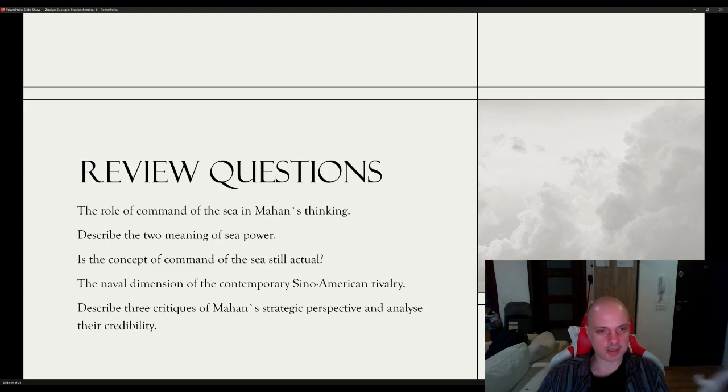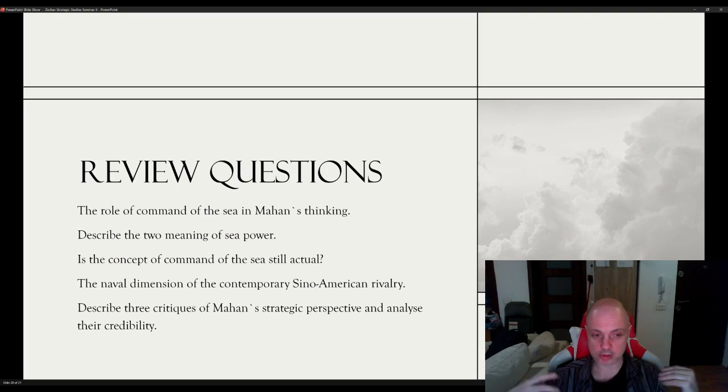Now, there are several review questions. First of all, what is the role of Command of the Sea? Command of the Sea, you saw, is a military objective, but it's also related to trade. So this whole control of the sea strategy is linked with mercantilism, protectionism, and, for example, ideas which are common in the second Trump administration of today. There are these two meanings of sea power: the military and the economic.